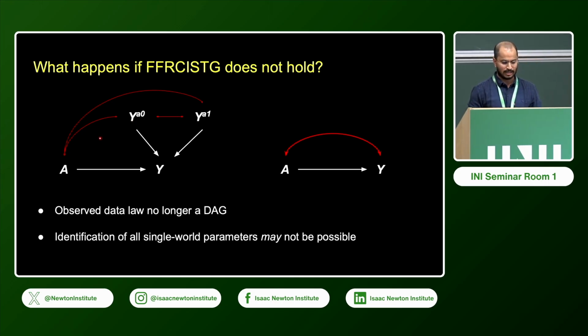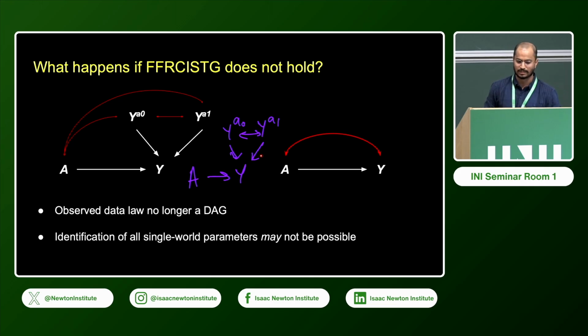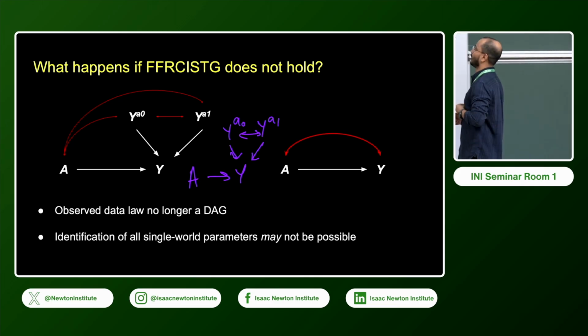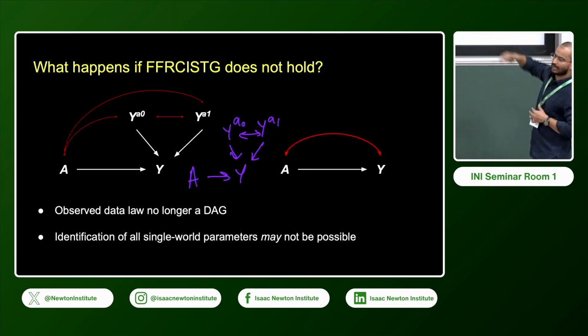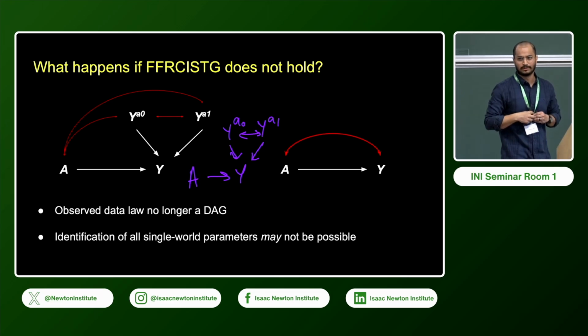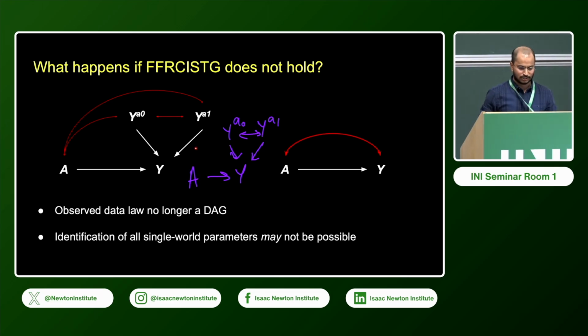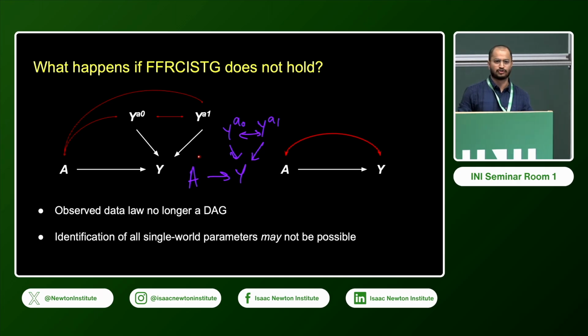For example, the NPSEM-IE would say that if I start with a DAG that's just A to Y, I would have these two potential outcomes, and of course these are linked together, and then I have recursive substitution giving me these links. However, what it wouldn't say is that A and Y_{a0} are correlated, for example. Now if you start to make those correlated, then your observed margin ends up being not a DAG. This is known as the bow-arc graph. If A and Y_{a0} are confounded, I may end up with non-identification again.